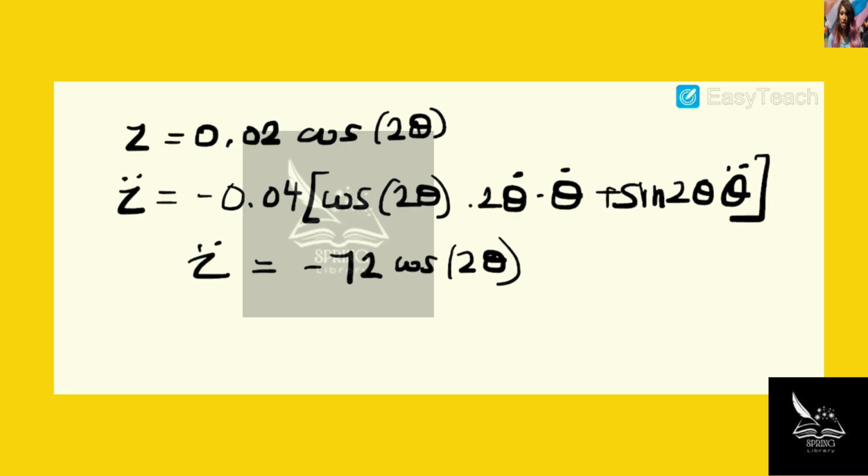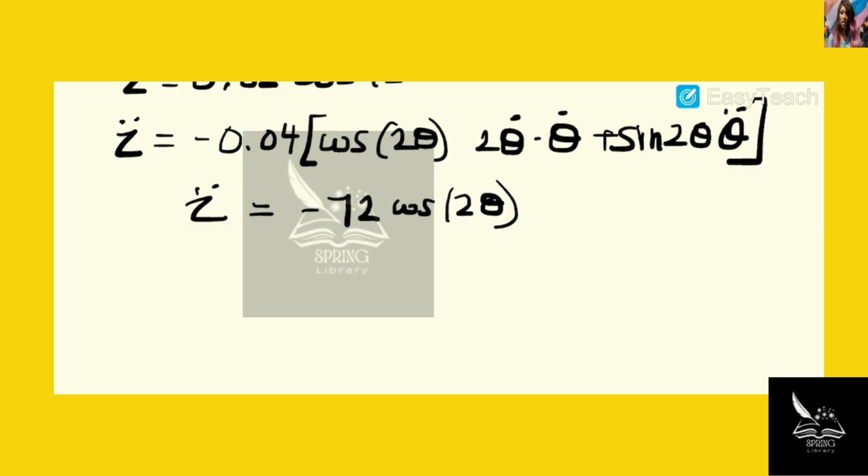And for our theta min and theta max, we know that for our maximum case, cosine 2 theta will be equal to negative 1, and our minimum case is when cosine 2 theta is equal to 1.